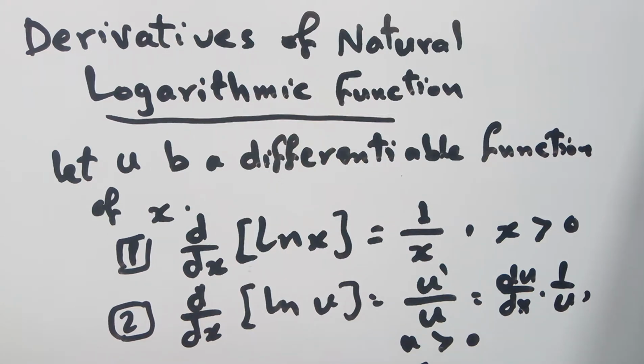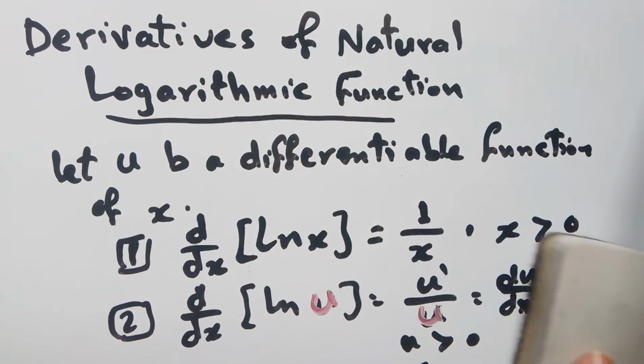The same function u is here, and its derivative up. Then it will give me a function written as a fraction. Its denominator is the function itself, and its numerator is the derivative of this original function. How to solve some examples about these rules.